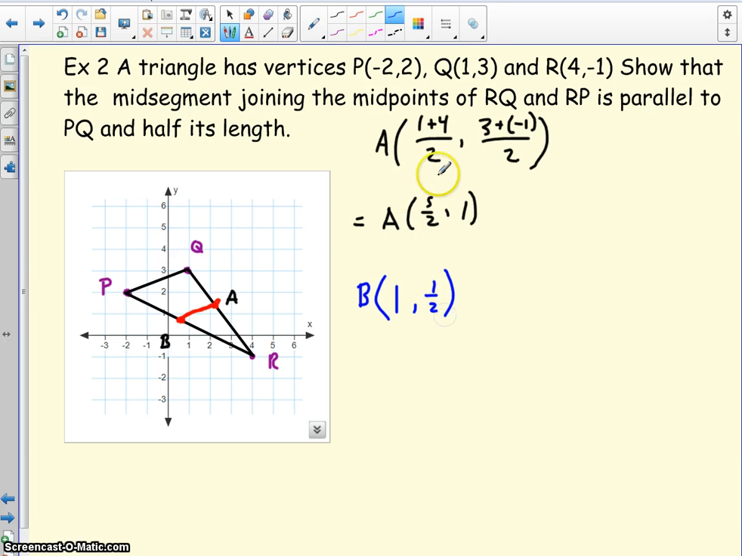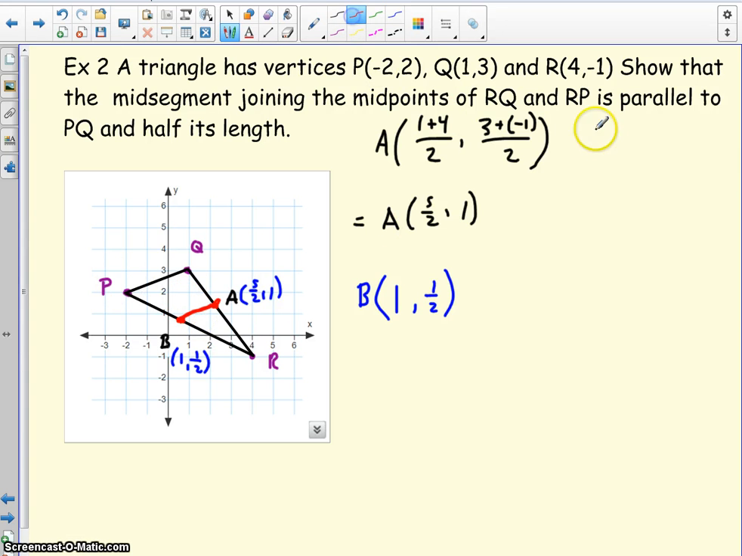So right there I have now these two coordinates right here. This is going to be at 5 over 2, 1. And this is going to be at 1 and 1 over 2. So now it wants me to show that this line segment connecting these two midpoints right here, it's parallel to PQ and half its length.